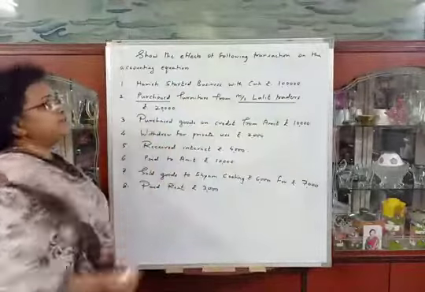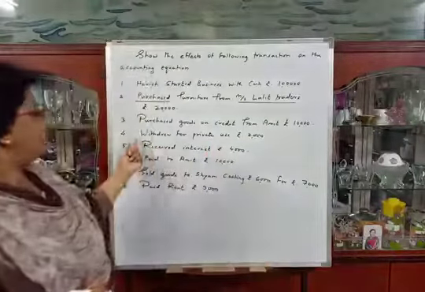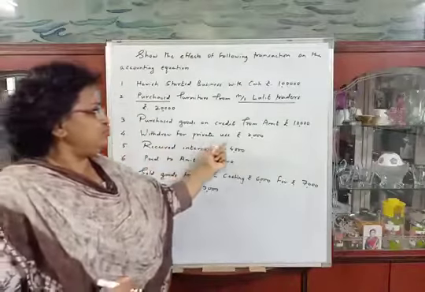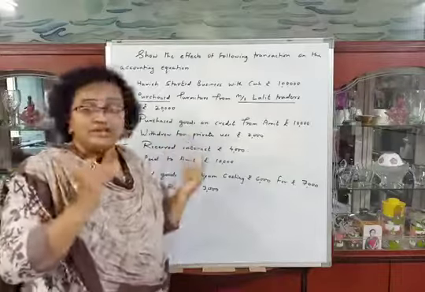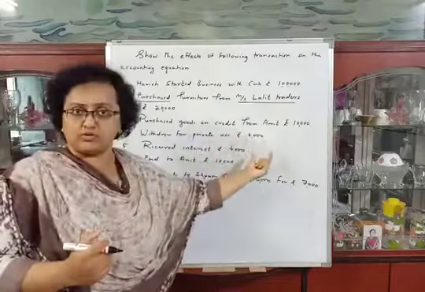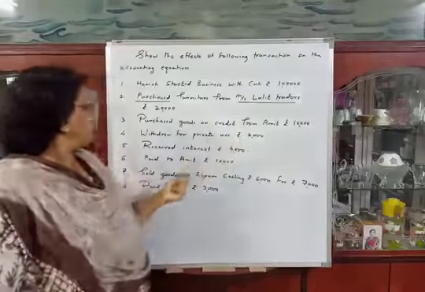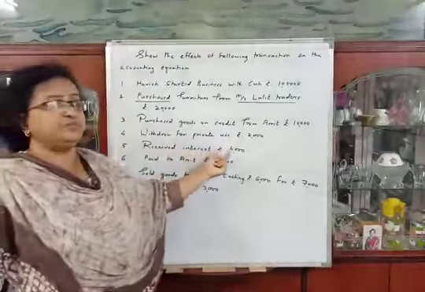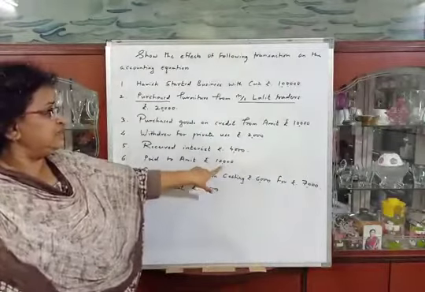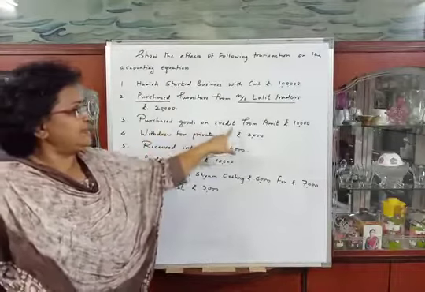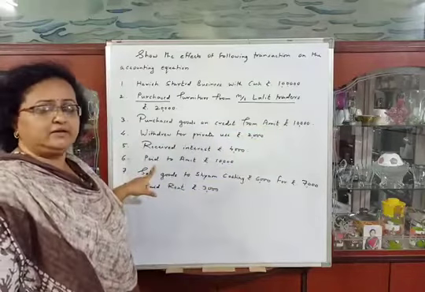Third, purchase goods on credit from Amit rupees 10,000. Fourth, withdrew for private use rupees 2,000. Means the owner withdrew for his personal use rupees 2,000 from the business. So this will be the drawings of the owner. Then received interest rupees 4,000. Paid to Amit rupees 10,000. Here we have purchased goods on credit from Amit rupees 10,000 and here we had made the payment to Amit.